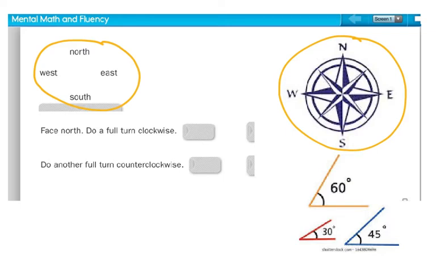I want you to face north. I want you to do a full turn clockwise. Remember, clockwise is the way the clock's hands go around for the minutes and the seconds and the hours. If you do a full turn clockwise, where do you end up again? North.